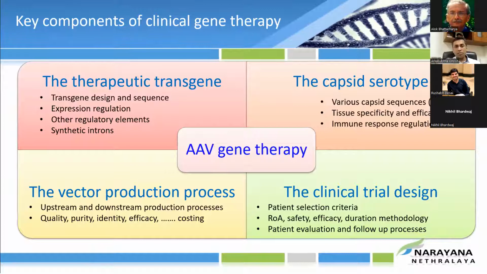Now, the key components of such a gene therapy product are listed here. You have 4 arms of any AAV vector. The first is the therapeutic transgene, the second is the capsid serotype, the third is the vector production process, and the fourth is the clinical trial design. You have to have all 4 of these developed for you to actually go into clinical trial and find success. In the case of the therapeutic transgene, there's the design of the transgene sequence itself.